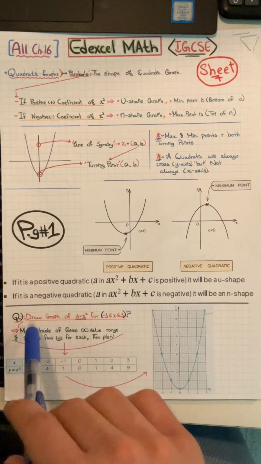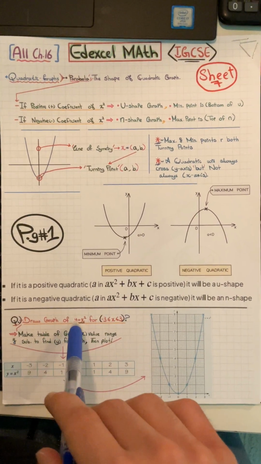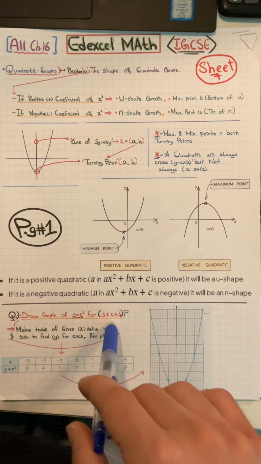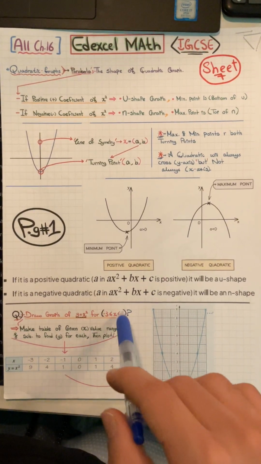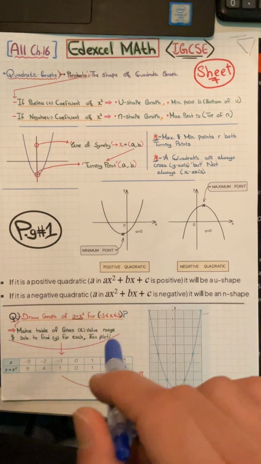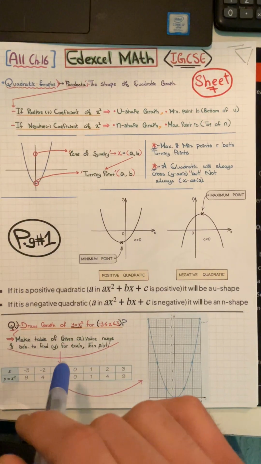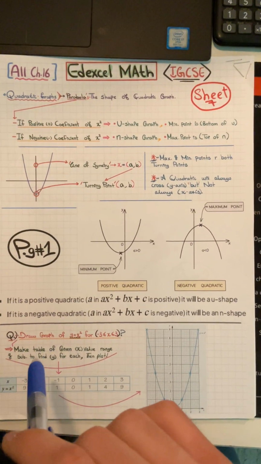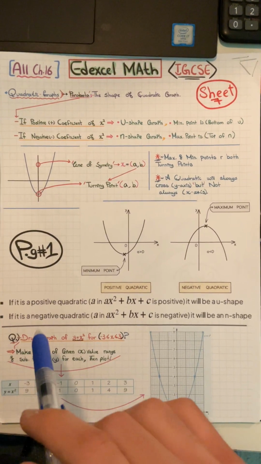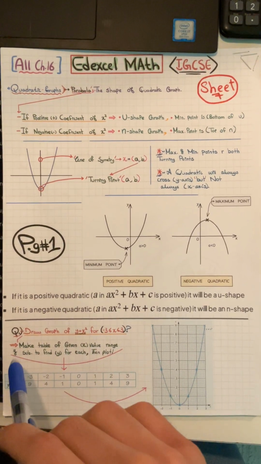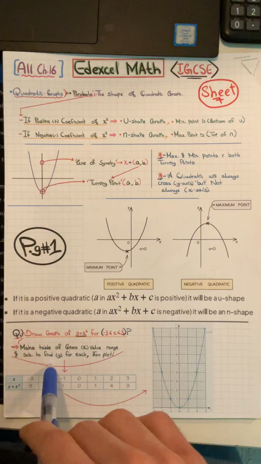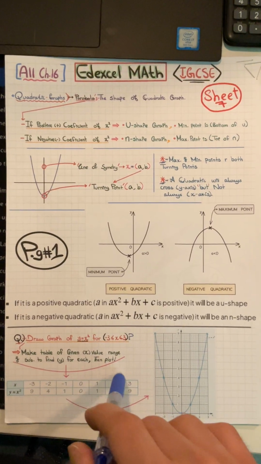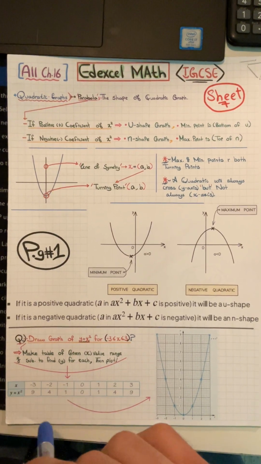Let's have a look at how to draw the graph of y is equal to x squared for x from negative 3 to 3. So this is how to draw a quadratic graph with the given x values. Have a look at your x values, you are given from negative 3 to 3. First make a table of the given x values: negative 3, negative 2, negative 1, 1, 2, 3. Of course, I forgot to mention 0.